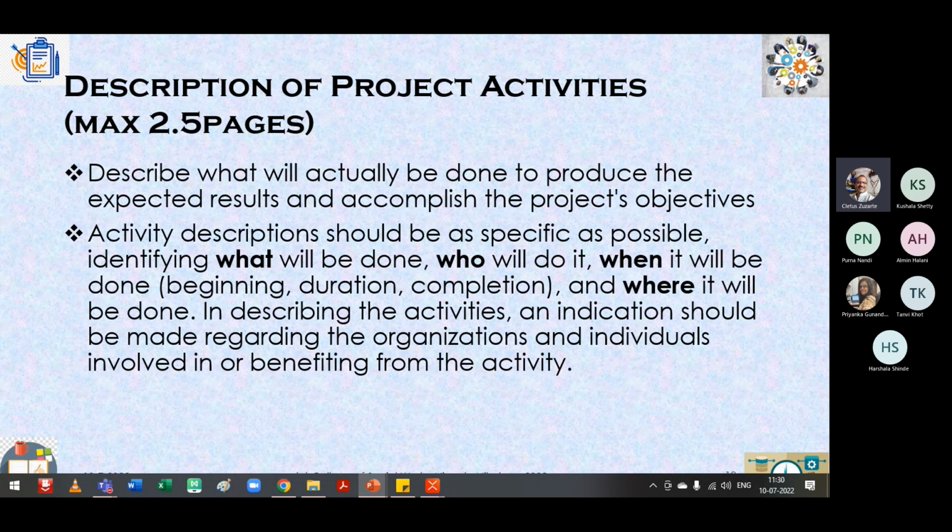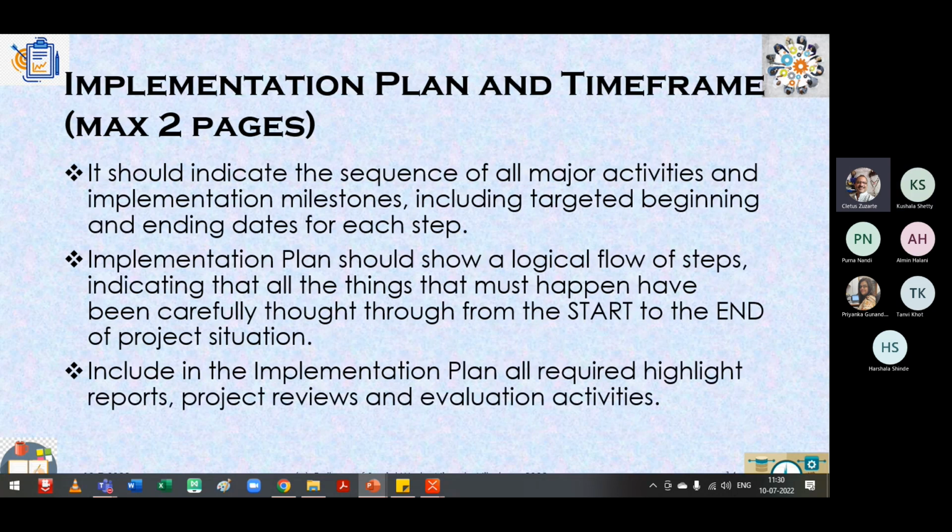When you're writing your activities, you need to write down a clarity with regard to what will be done, who will do it, when they will do it, and where they will do it. Therefore, I put 2.5 pages for that. Okay, because there has to be clarity with regard to what you intend to do. Implementation can be 2 pages.